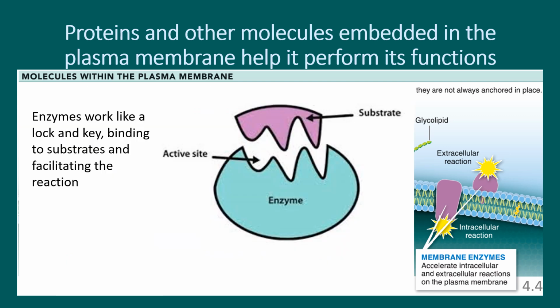But what's important to know about enzymes is that they are specific to a particular reaction. They work like a lock and key, where the substrate or substrates, the molecules going into the reaction, bind to specific locations on the enzyme. This allows the enzyme to facilitate or speed up the reaction by stabilizing the substrates or holding them in a specific position so that the reaction can occur.